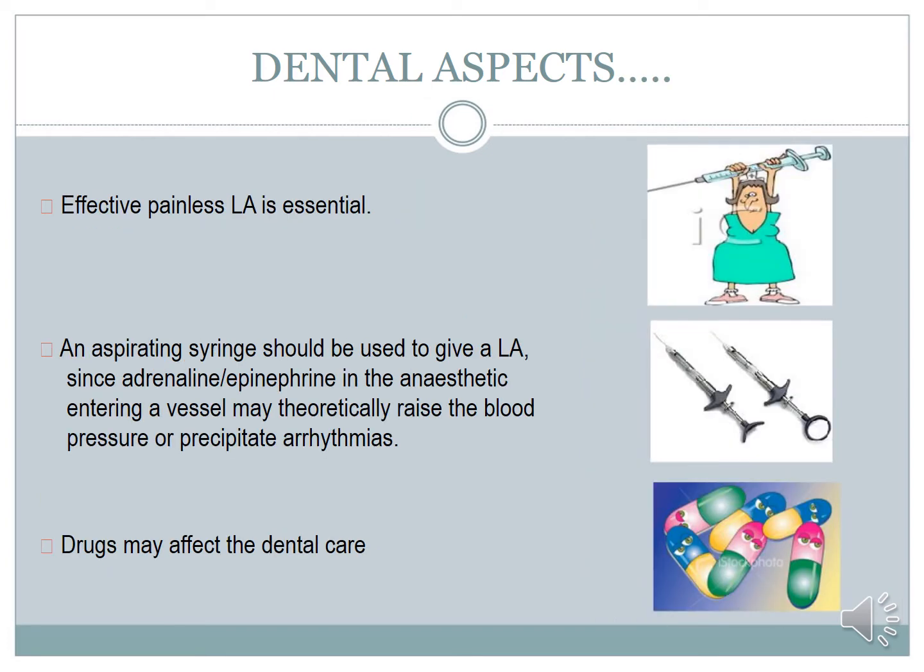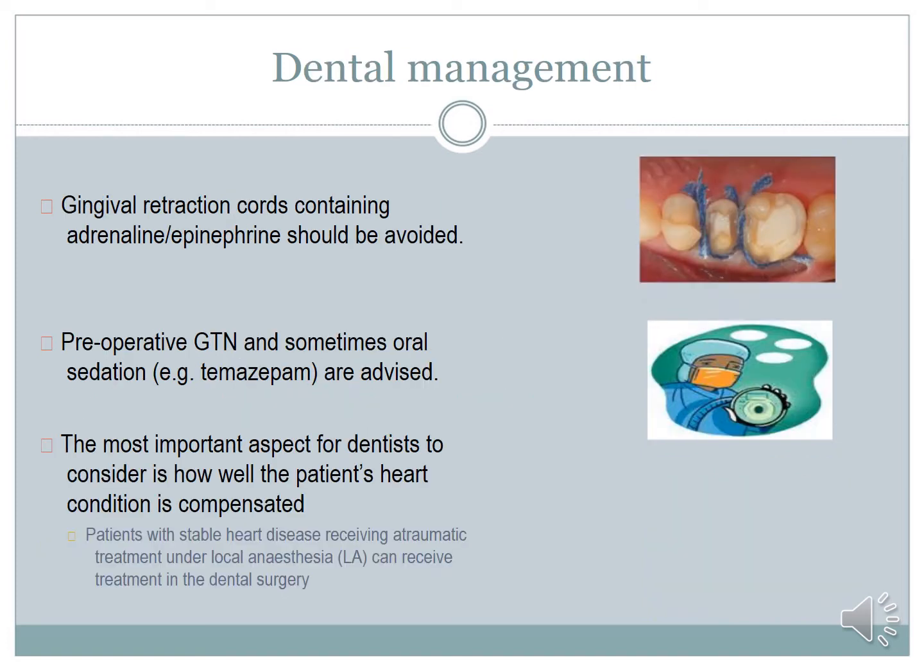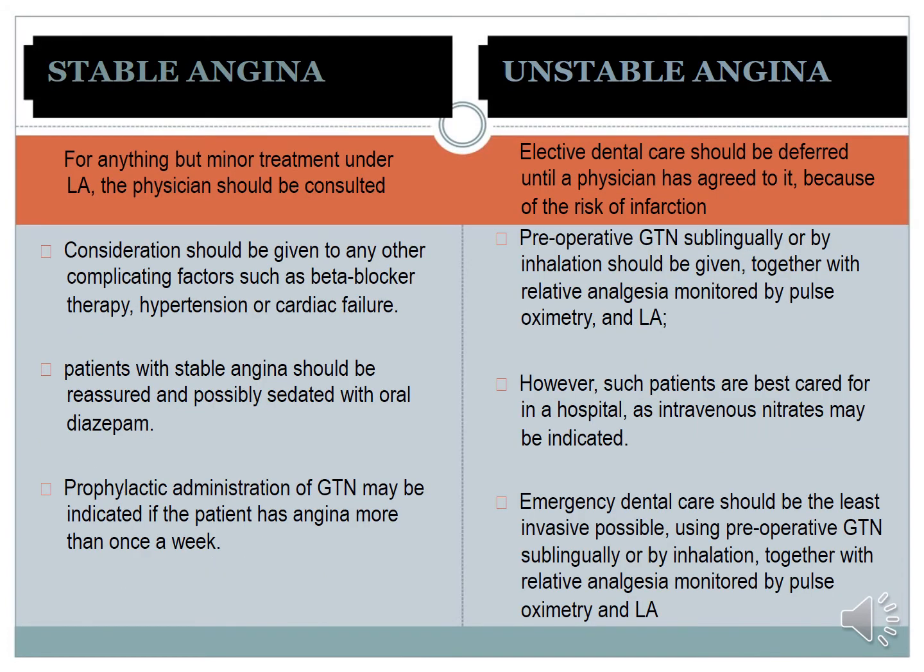The local anesthesia should be painless. An aspirating syringe should be used, and drugs that may affect dental care should be avoided. Gingival retraction cord containing epinephrine or adrenaline should be avoided. Preoperative GTN and sometimes oral sedation are advised. The most important aspect for the dentist to consider is how well the patient's cardiac output is compensated. So you should know what stable angina and unstable angina are to derive your treatment plan.